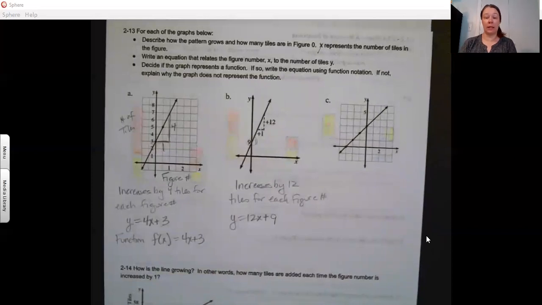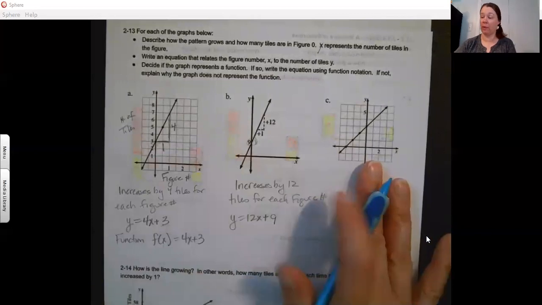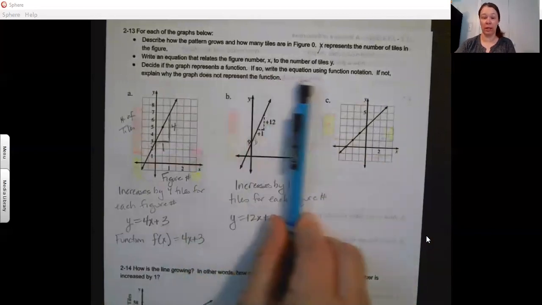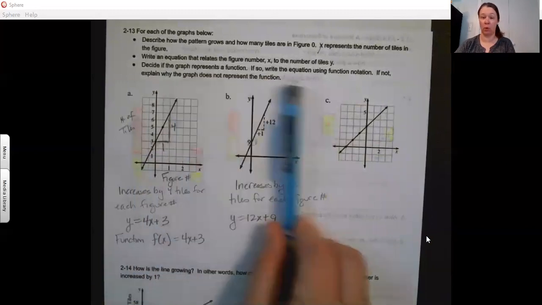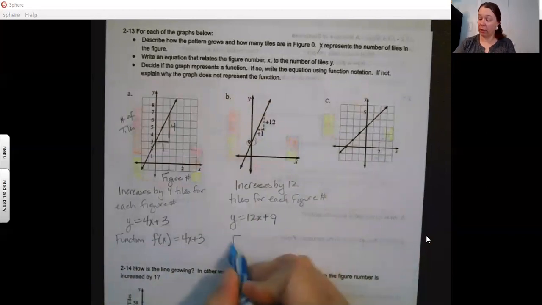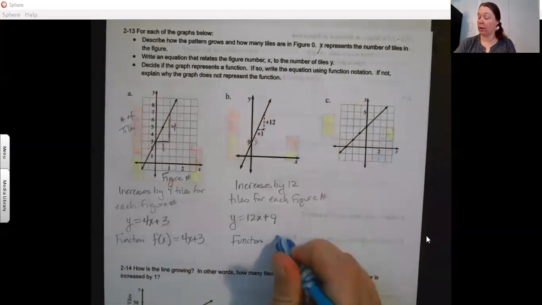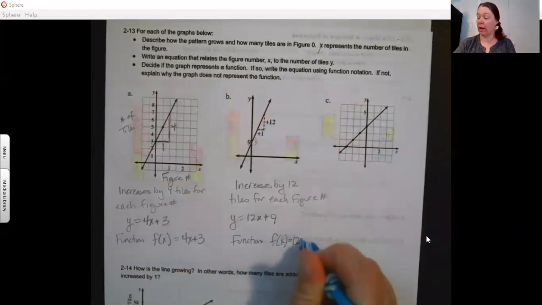Right, and then again, is this a function? Remember, whenever you have a line that's not vertical, it is a function, right? It would pass the vertical line test we talked about. A vertical line would only cross at one point, and that means for every figure number, there's only one possible number of tiles. So this is a function, and we could write this as f of x equals 12x plus 9.